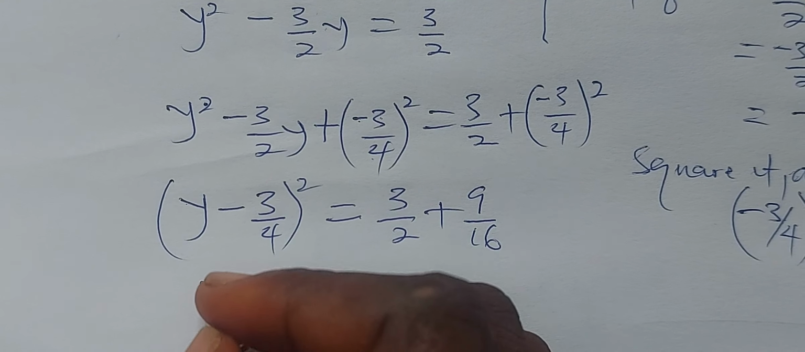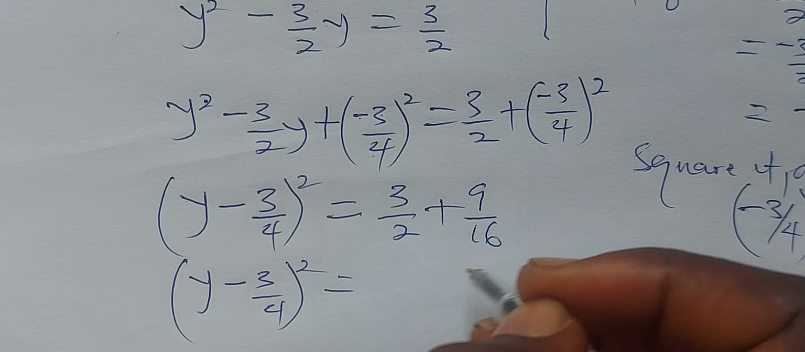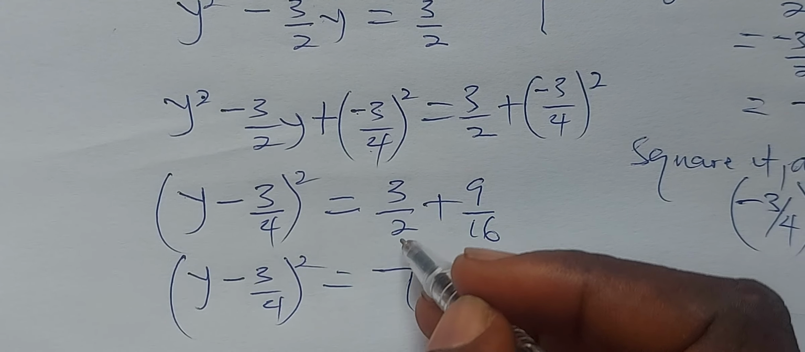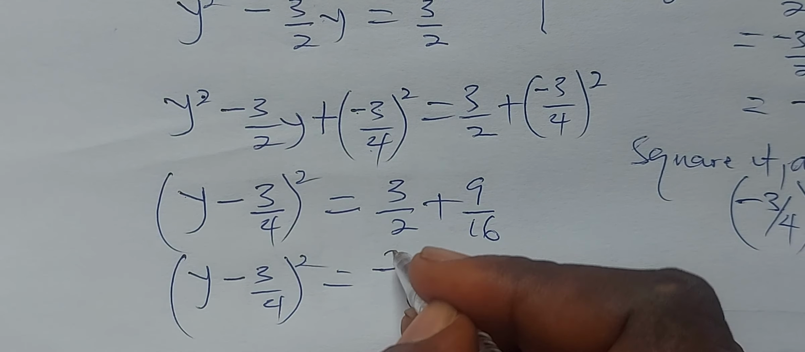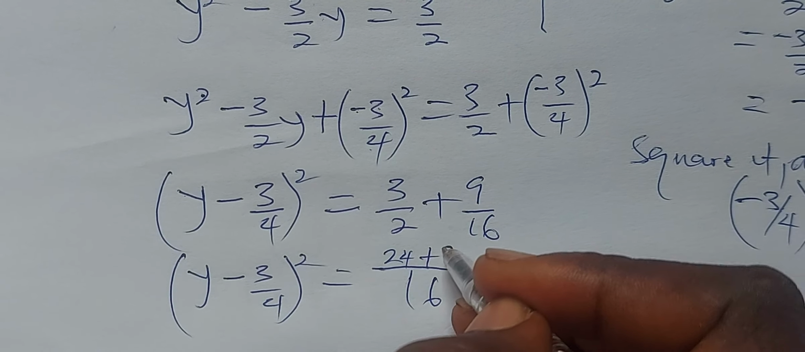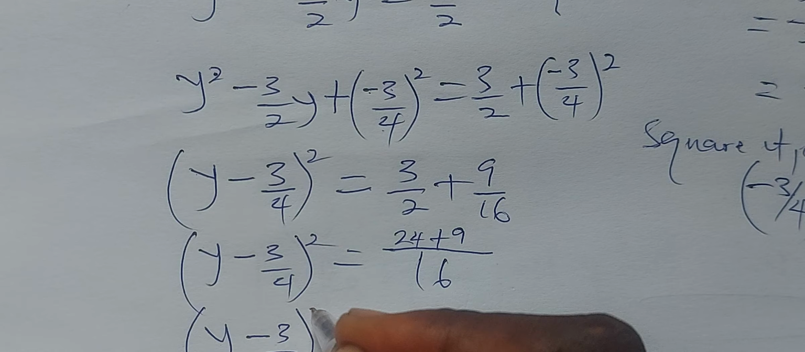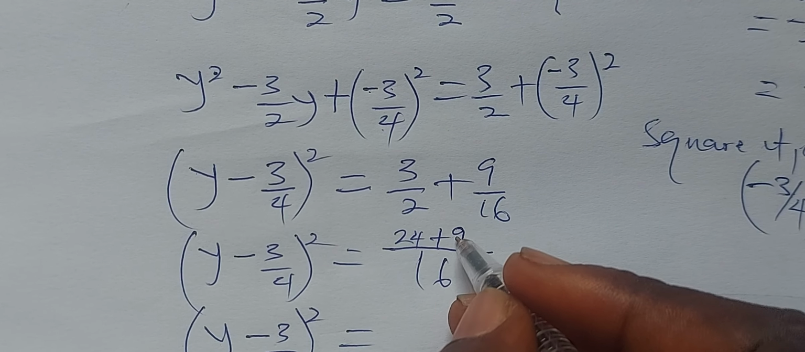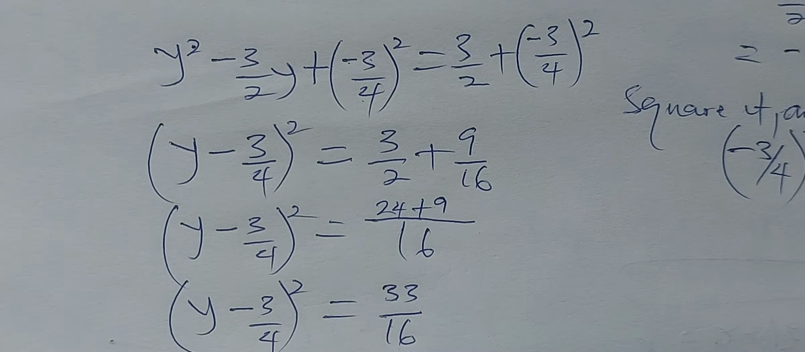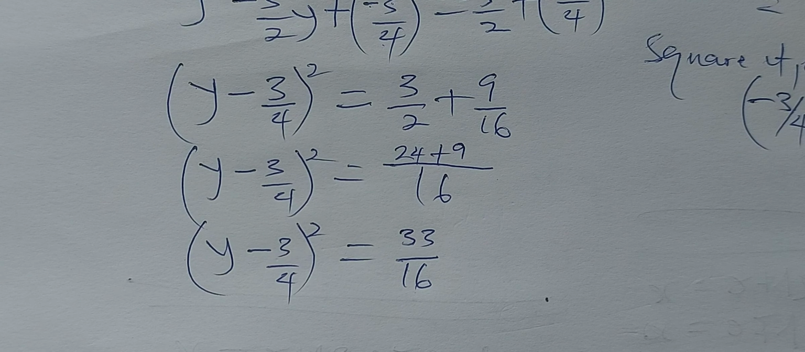So what you do is to simplify it further. When you find the LCM, you have 16. 16 divided by 2, 8 times 3, you have 24. 16 divided by 16, you have 1 times 9, you have 9. So you now have y minus 3 over 4 all squared equals 24 plus 9, you have 33 over 16. Okay, 33 over 16. So it's simple. Don't make it hard.